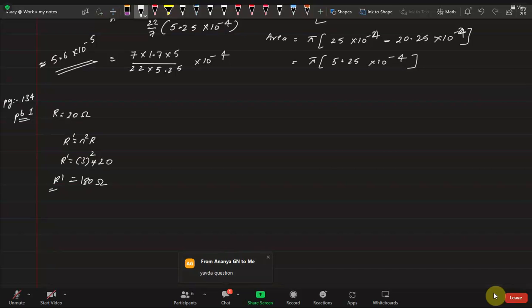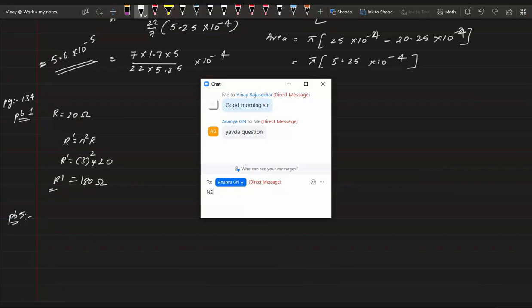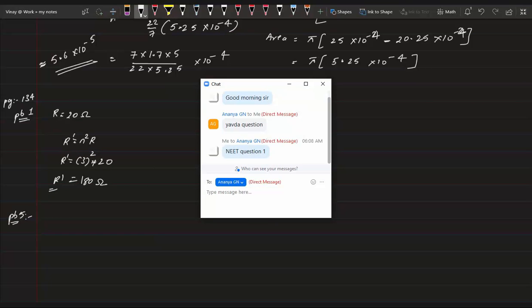Okay. Third problem is also the same formula. Leave it. Then look at question number 5, problem number 5. Read the question properly, then verify the concept. You will understand which concept the problem is based on.